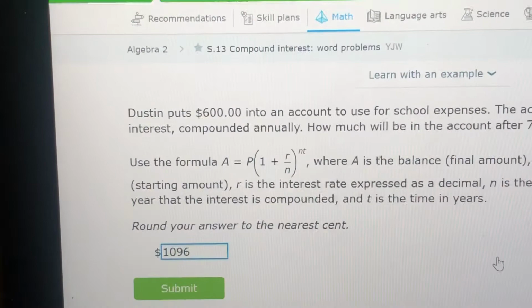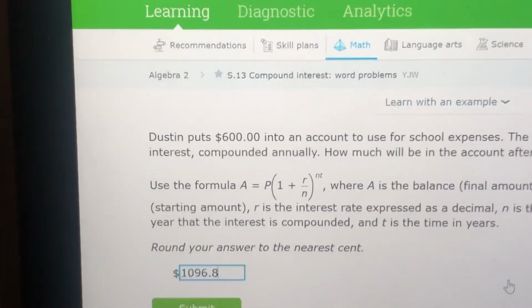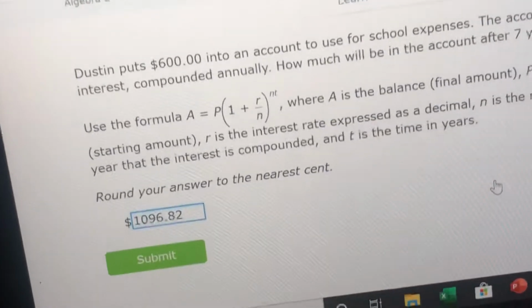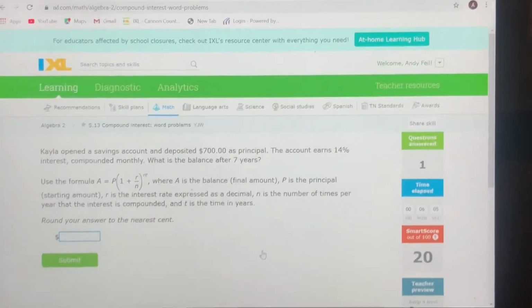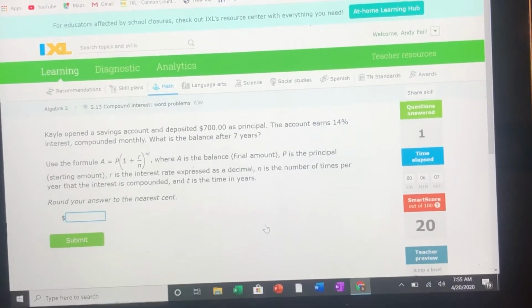$1,096.82. And when I hit enter, it tells me I did well, which makes me all happy. Let's try another one. All right.